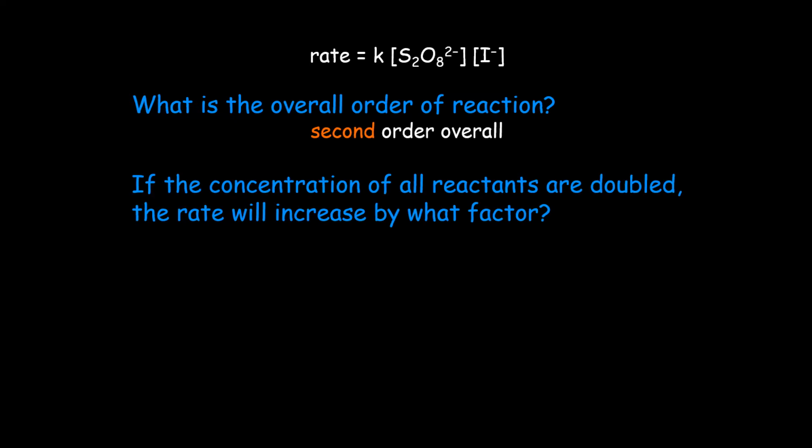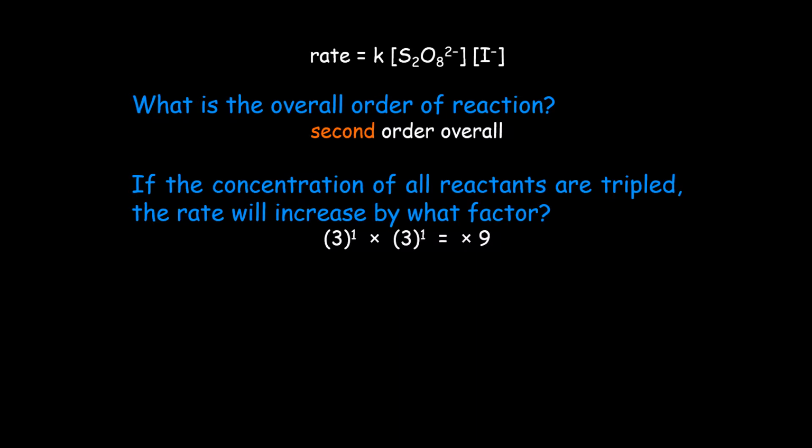Now if the concentration of all reactants are doubled, the rate will increase by what factor? Okay, so let's double the concentration of peroxydisulfate, which is to the power of 1, and we're going to double the concentration of iodide, which is also to the power of 1, so it's going to be 4 times the rate. If we tripled the concentration of peroxydisulfate and iodide, then it's going to be 3 to the power of 1 times 3 to the power of 1 equals 9 times the rate.